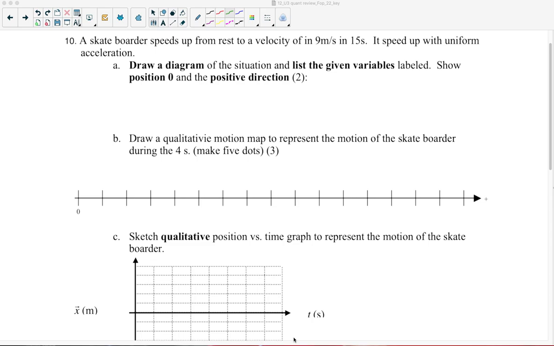So we're going to continue with the review at this point. We're on slide 4, the skateboard problem. It says a skateboarder speeds up from rest to a velocity of 9 meters per second in 15 seconds. It speeds up with uniform acceleration.